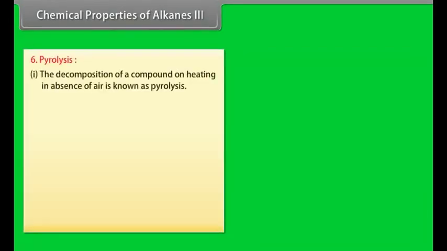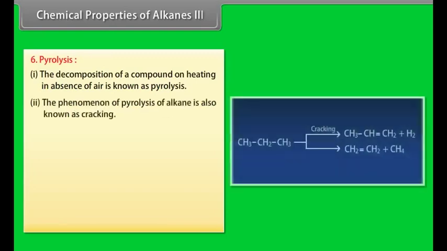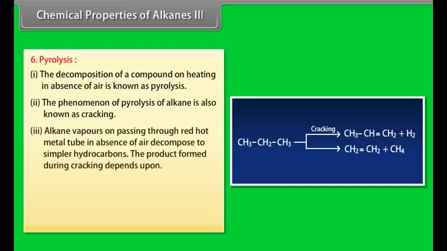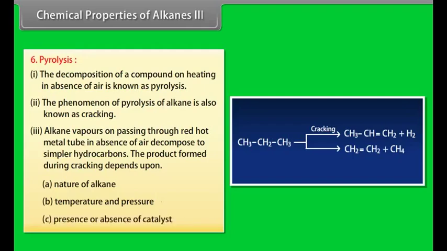Pyrolysis. Number 1. The decomposition of a compound on heating in the absence of air is known as pyrolysis. Number 2. The pyrolysis of alkanes is also known as cracking. Number 3. Alkane vapors, on passing through a red-hot metal tube in the absence of air, decompose to simpler hydrocarbons. The product formed during cracking depends upon: A, nature of the alkane; B, temperature and pressure; C, presence or absence of a catalyst. Here is an example of cracking.